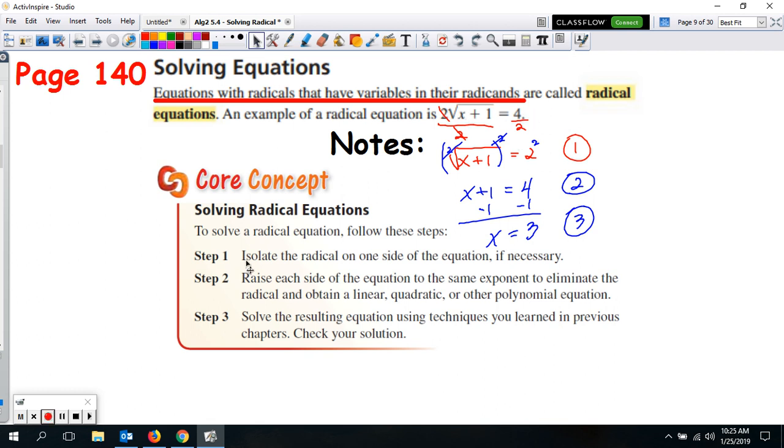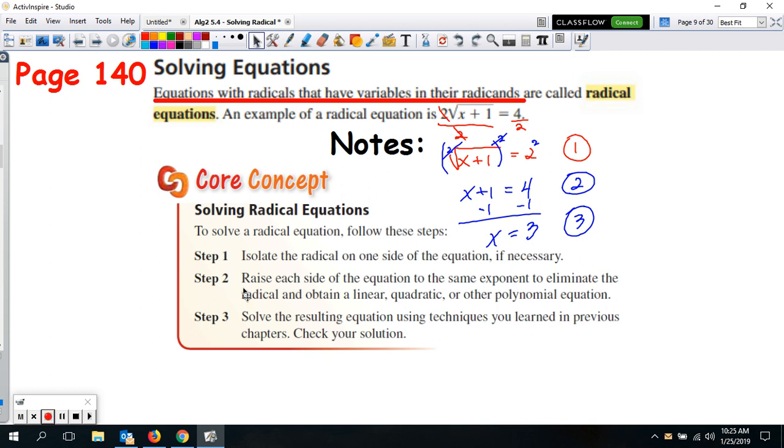So step number 1, you can see it says isolate the radical on one side of the equation if necessary. It might not be necessary to do that, but in this case we do have to do that. So we need to get the radical by itself. Right now we have a 2 in front. We need the radical by itself. So we need to get rid of this 2, and we're going to divide both sides by 2 to do that. And so that's doing step 1. We now have the radical, which is the square root of x plus 1, by itself, now equal to 2.